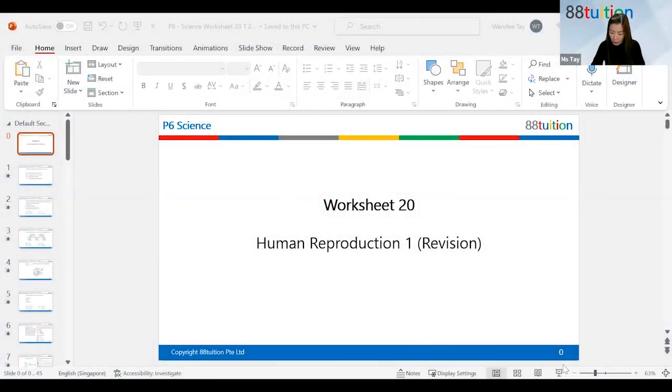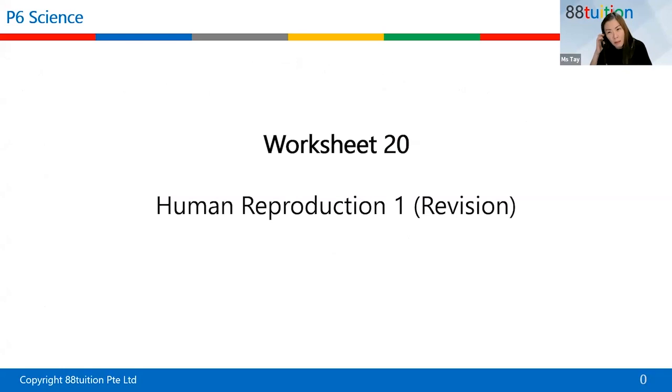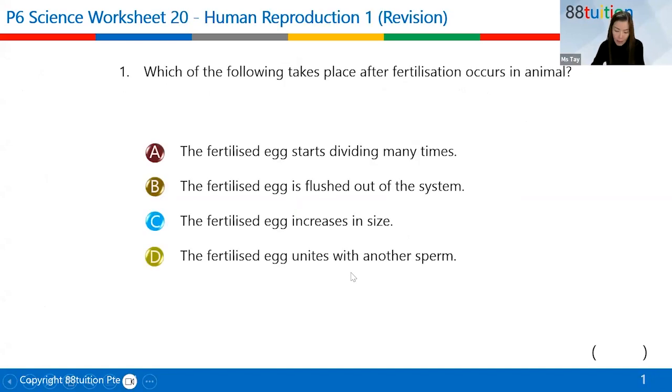Okay. Now, we call this the revision, and you learned this topic in P5, if you still recall. I think it's the earlier part of P5. Next week we are continuing with human reproduction, and then there is also reproduction in flowering plants. Okay, so let's look at question 1.